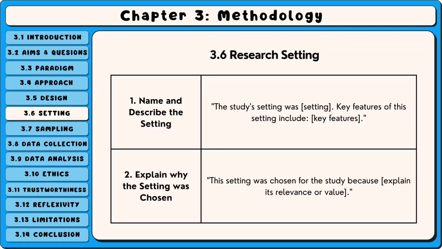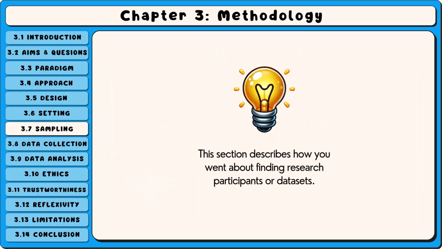That brings us to the end of section 3.6, the research setting. In this section, you should have named and described the setting and explained why the setting was chosen for the study. Section 3.7 outlines your data sampling methods. In this section, explain how you ended up finding research participants or data sets to study.